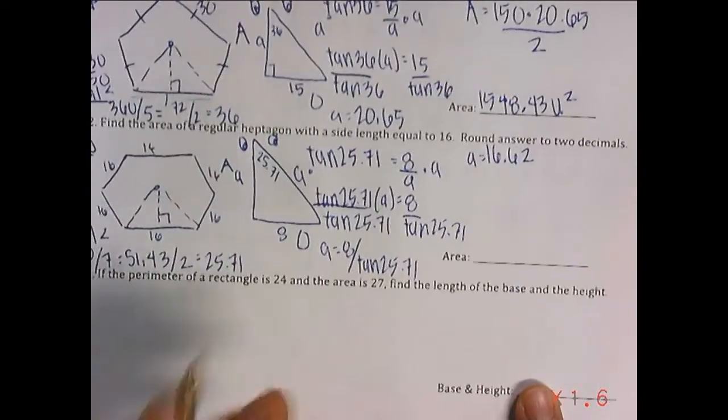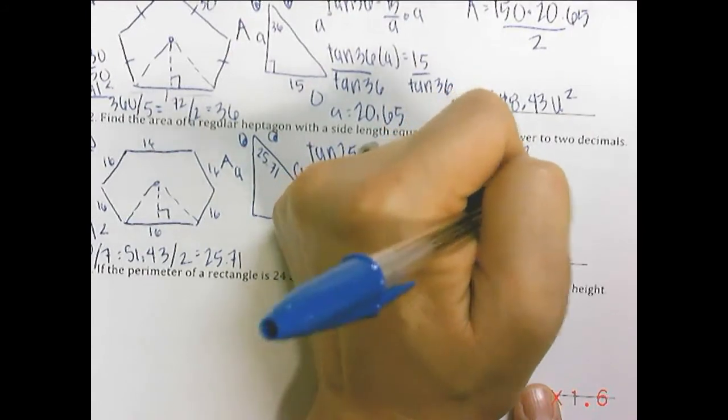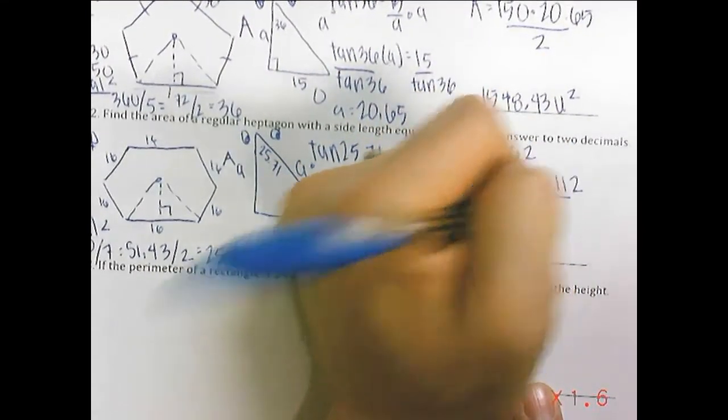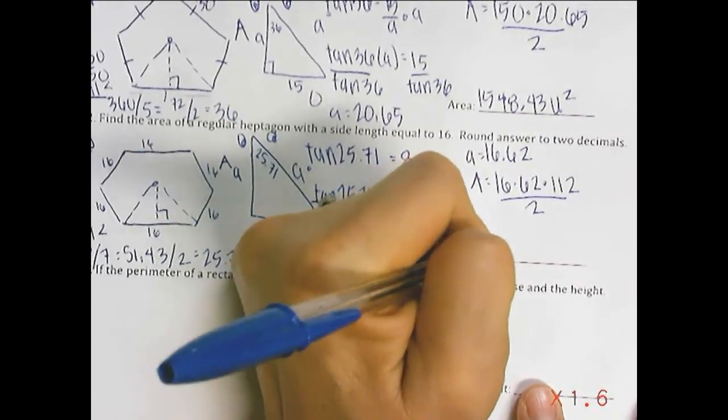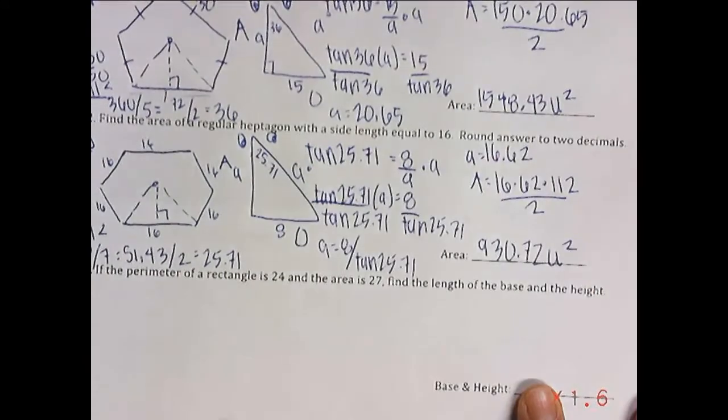And then I would find my area. Area equals 16.62 times my perimeter, which was 112, divided by 2. I would get 930.72 units squared.